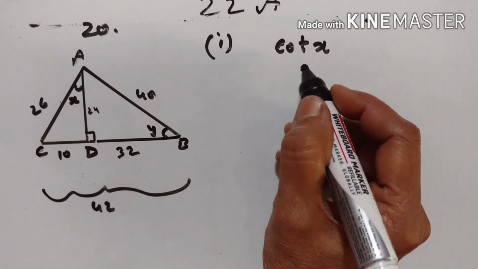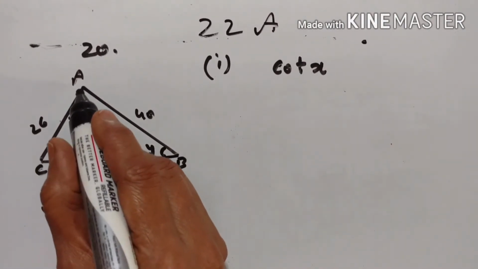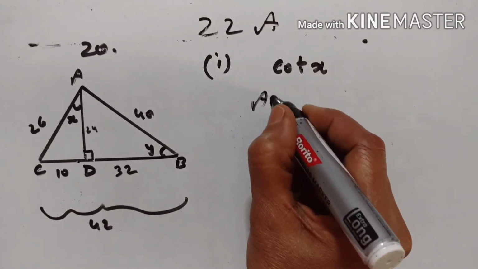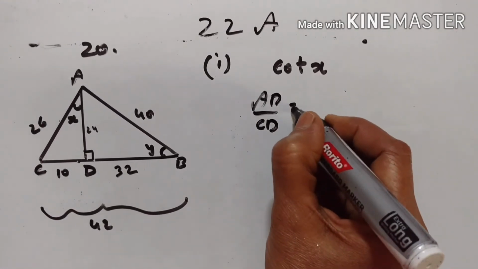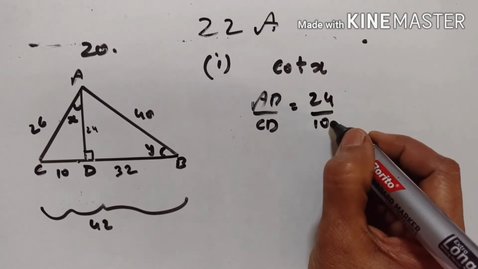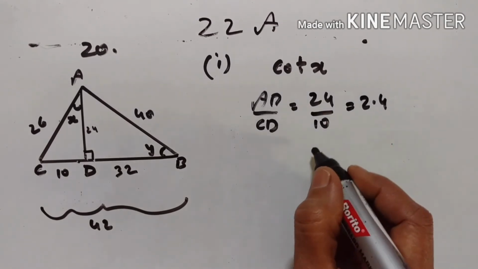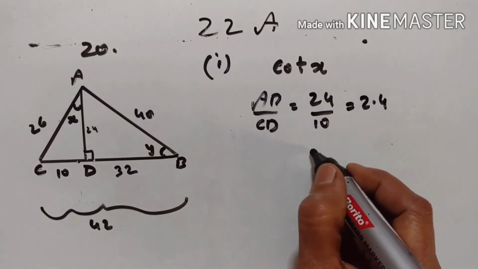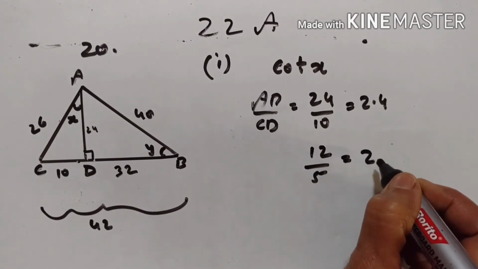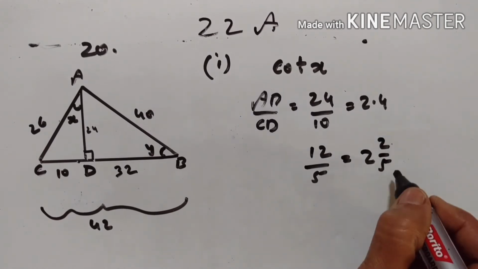Now let us find cot x. Cot x is equal to what? Base upon opposite, AD upon CD, is equal to 24 upon 10. 24 upon 10 is equal to what? 2 12s are 24, 2 5s are 10, so this is 12 upon 5, which is 2.4 or 2 and 2 upon 5.